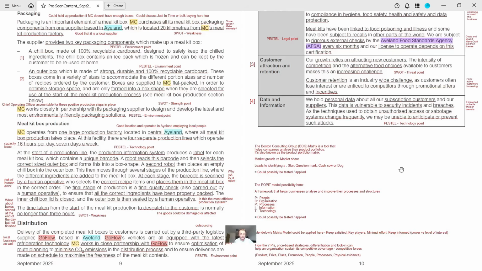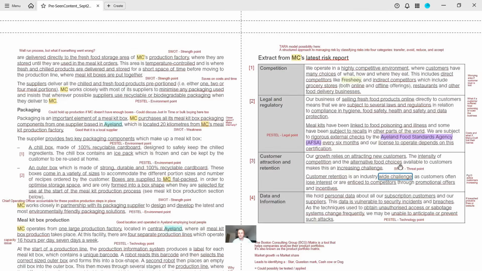So again, from a SWOT analysis point of view, only positive there as strengths. They've outsourced it to a clearly high quality vehicle provider in GoFlow. Local business, that's another good tick. And linking it back to PESTLE, another good environmental point there in the distribution.